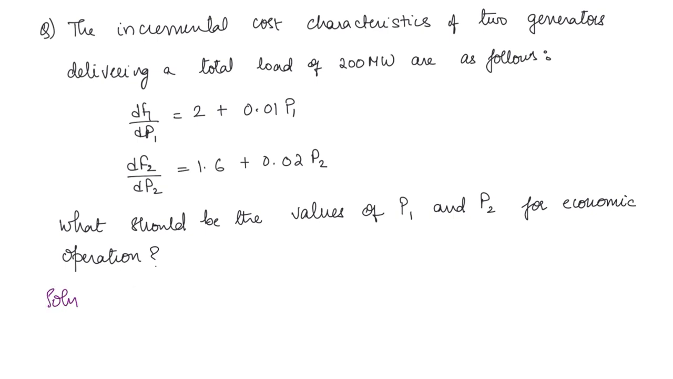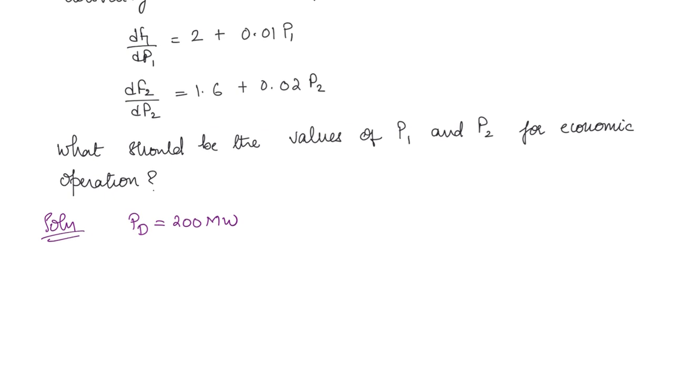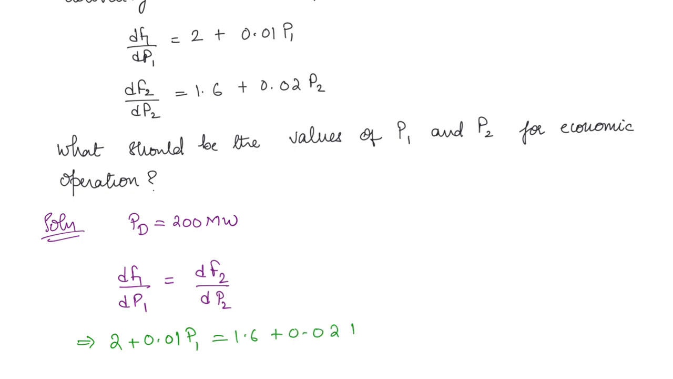So what is the condition for economic operation? Here losses are not given, only the total load demand. This is given as 200 megawatt and the incremental fuel costs are given, right? So for the case of no transmission losses, what is the condition for economic operation? The incremental costs should be equal. So dF1 by dP1 is equal to dF2 by dP2. So you're going to get 2 plus 0.01 P1 is equal to 1.6 plus 0.02 P2. So this is a relationship between P1 and P2.